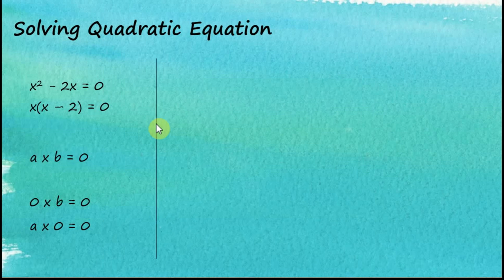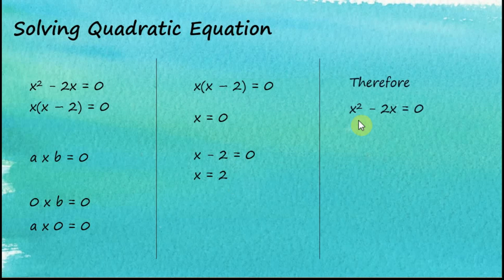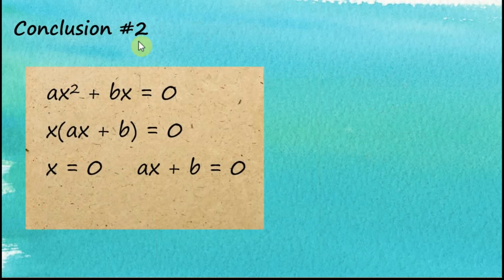Let's go back to this case. x multiplied by x minus 2 equal to 0. So x might be 0, or x minus 2 equal to 0. Either one must be 0. If x minus 2 equal to 0, then x equal to 2. Therefore, for this equation, x squared minus 2x equal to 0, the solution is x equal to 0 or x equal to 2. So we can conclude that for a quadratic equation where the constant c is not in the equation, to solve it we factorize x. And from this, we can deduce that it's either x equal to 0 or ax plus b equal to 0.